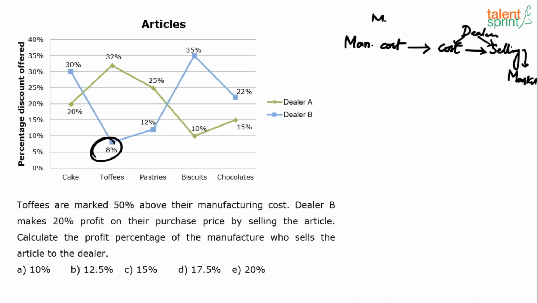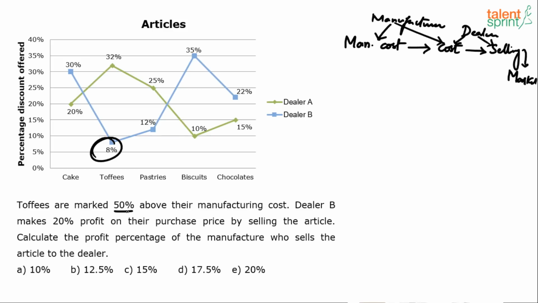This is manufacturer's side. This is manufacturer, right? The one who actually made the toffee. He has got some cost. He sold it at some value, which becomes the cost price for the dealer. So there also he makes some profit. So read the question carefully. This is very, very important, right?